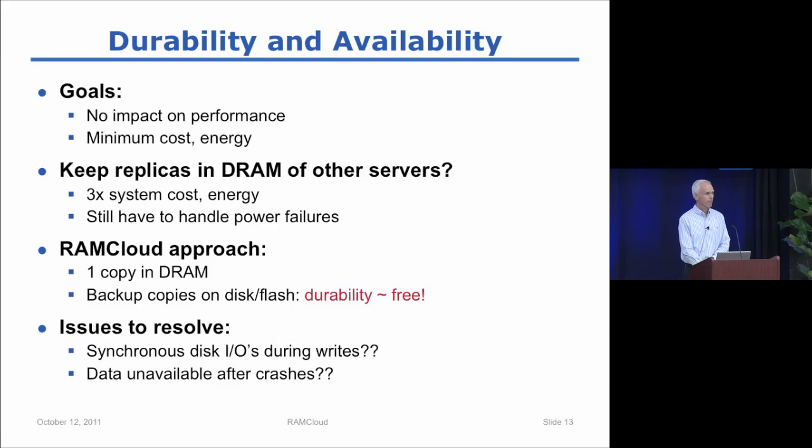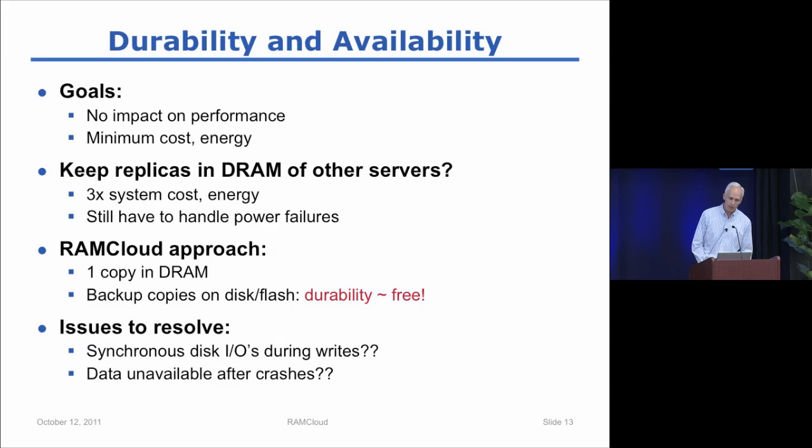And then the second thing is to do this in a way that minimizes the overall cost and energy usage of the system. So for example, one obvious alternative that we rejected would be to just make multiple copies in DRAM. Say, keep 3 copies of the data in the DRAMs of different servers in the cluster. The problem with that is that the DRAM is the primary thing that determines the cost of the system. And so if we replicate in DRAM, we've tripled the system cost, we've tripled the system's energy usage. And by the way, that still leaves us with problems when the power goes out, since obviously you lose all the DRAM.